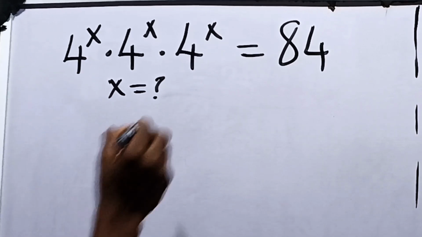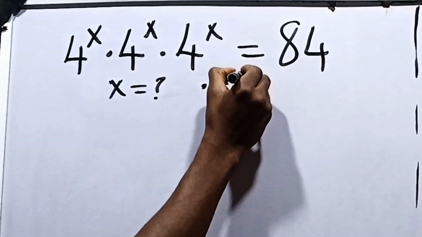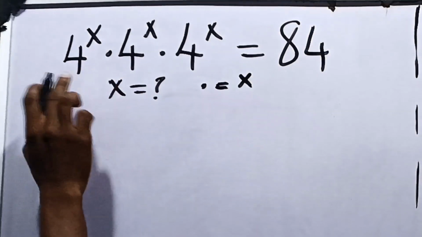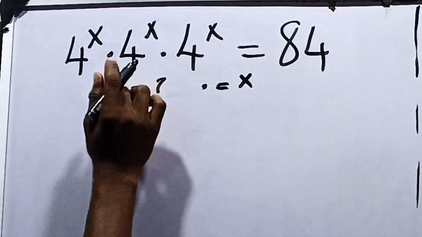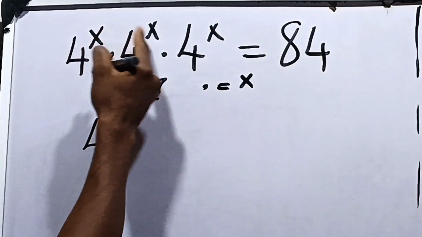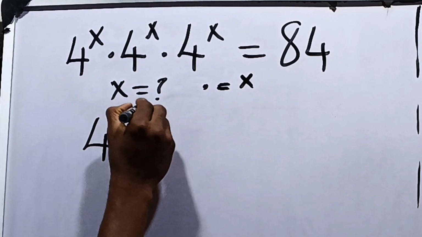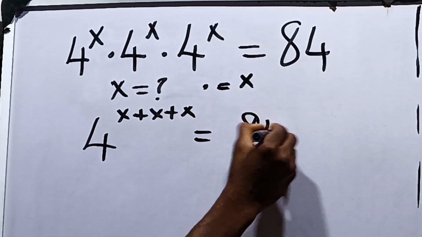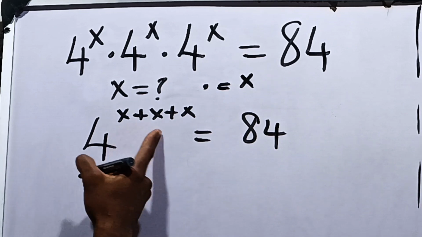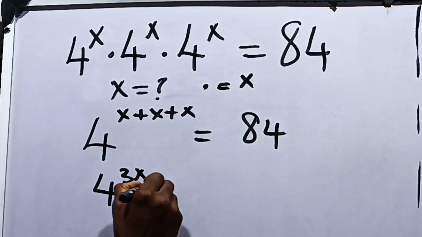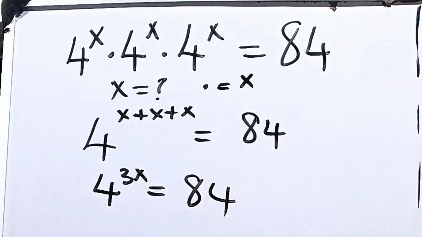So let me get out of the way. The dots here are equal to multiplication. So when we have this, you're simply multiplying. When you're multiplying numbers in the same base, you add the powers. So you're going to have 4 raised to the power of, adding the powers here, x plus x plus x is equal to 84. Now, x plus x plus x is 3x, so we have 4 raised to the power 3x to be equal to 84.